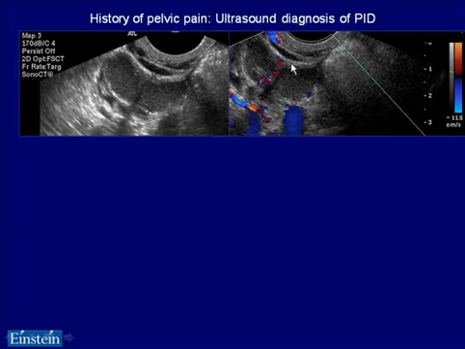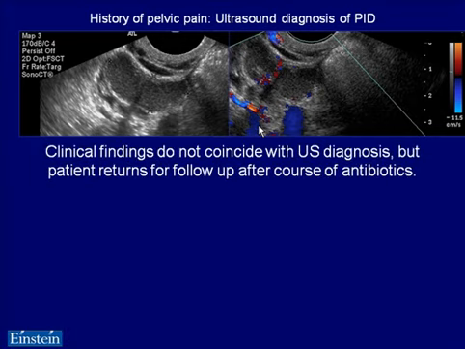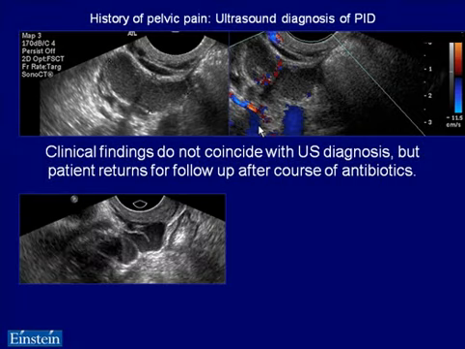They turned on the color and saw some flow in the wall, which is not uncommon in an acute pelvic inflammatory disease. However, the clinical findings did not seem to coincide with this diagnosis, but nonetheless, she was treated with a course of antibiotics and returned for further imaging. Here's further imaging of what the tubular structure looked like at this point. Again, it looked lobulated and tubular.